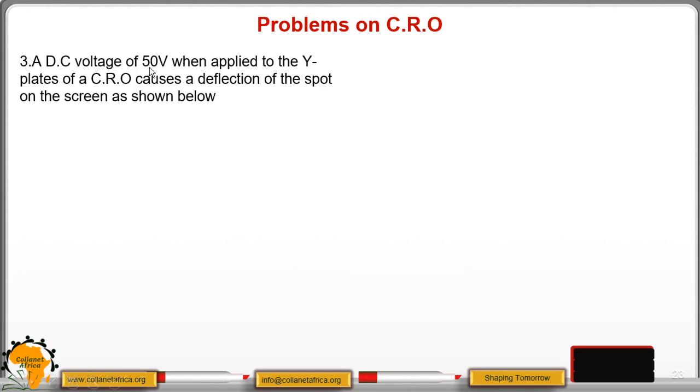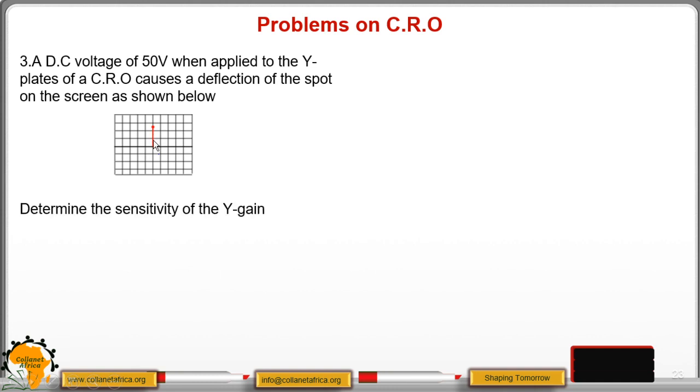A DC voltage of 50 volts, when applied to the Y plate of a CRO, causes a deflection of the spot on the screen as shown below. It is moving up to 2.5 divisions. Then determine the sensitivity of the Y gain.